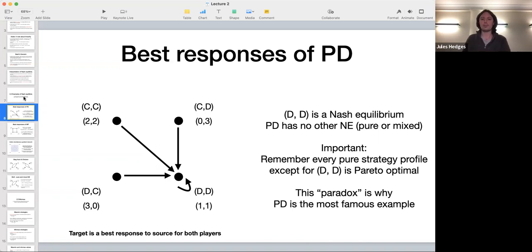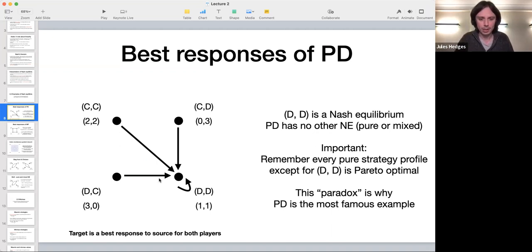So here, I've drawn one of these diagrams again where I have one node for each pure strategy profile. If you remember last week, I was drawing diagrams like this for dominant strategies, and for Pareto optimality, where the target was Pareto dominating the source. So here I repurposed the same kind of diagrams to mean something different. Now the arrow means that the target profile is a best response to the source profile for both players.